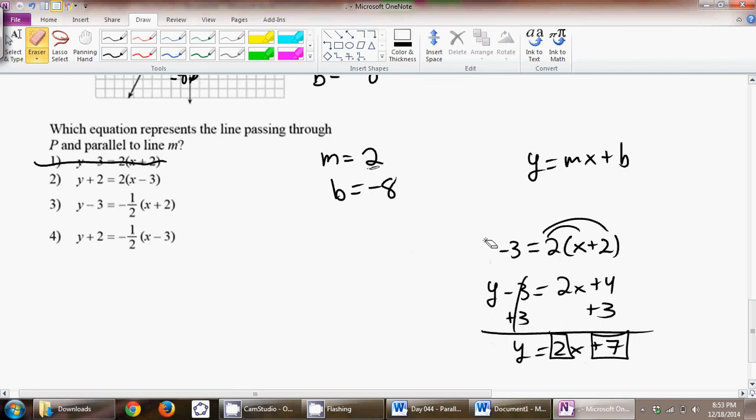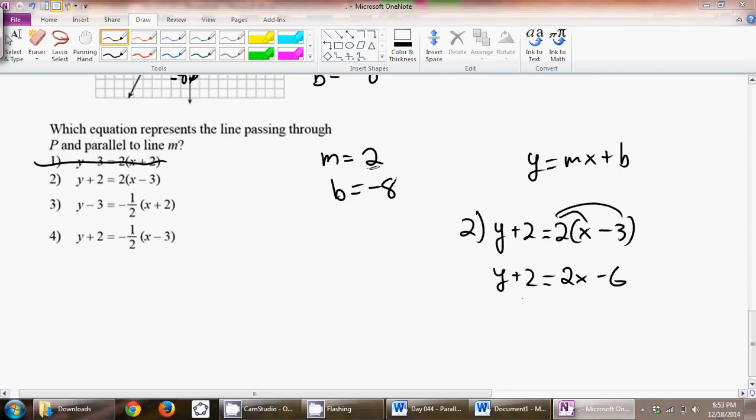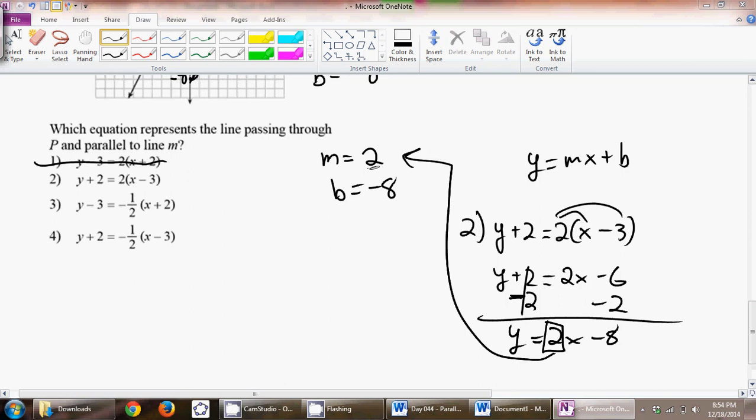Let's look at number 2. y plus 2 equals 2 times the quantity x minus 3. That's going to be y plus 2 equals, not 6x, I was saying, 2x minus 6. Subtract 2 from both sides, y equals 2x minus 8. So let's check it. The slope matches what we're looking for, and it also matches our y-intercept. So the answer is choice number 2.